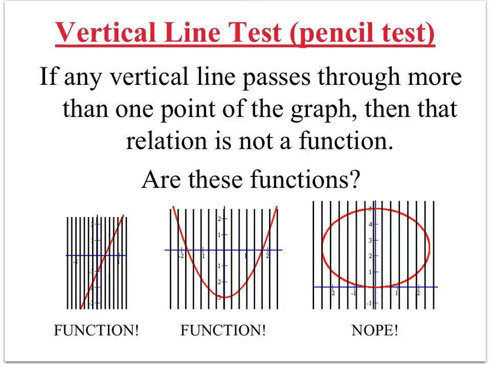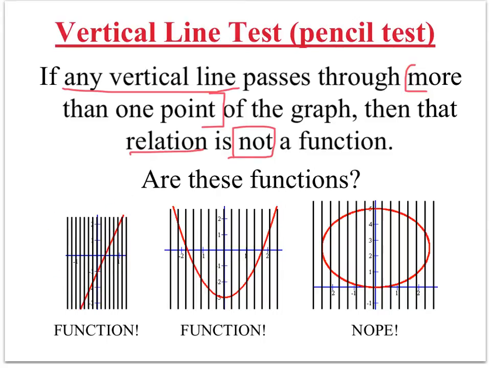Now, the vertical line test tells you that if you have any vertical line that passes through more than one point, that's the keyword right there, more than one point of the graph, then the relation is not a function. So here are the examples right here. If you look at this first one right here, here's the function. It's a graph, a slanted line.